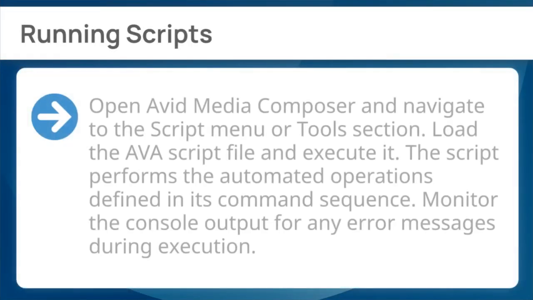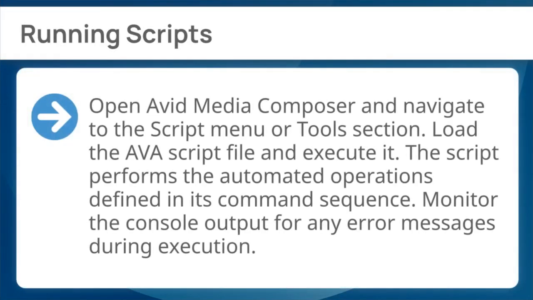First, running scripts. Open Avid Media Composer and navigate to the Script menu or Tools section. Load the AVA script file and execute it. The script performs the automated operations defined in its command sequence. Monitor the console output for any error messages during execution.